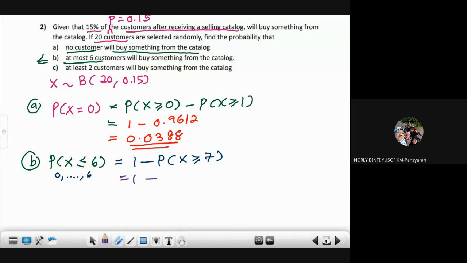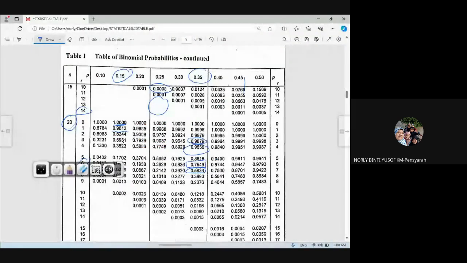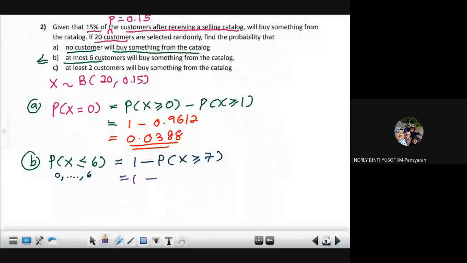So nanti baca dekat table 7. 7 dekat sinilah. 7 kat sini ni. 0.0219. So masukkan 0.0219. So jawapan akhir 0.9781.